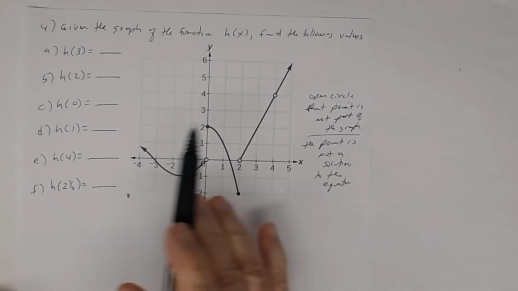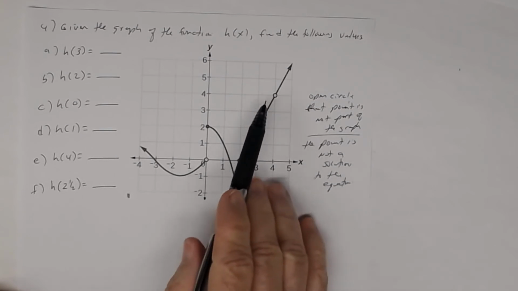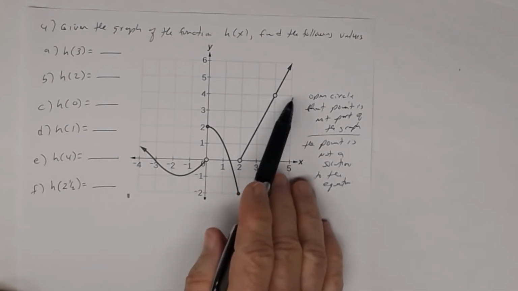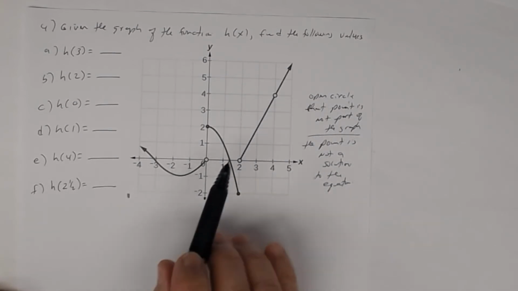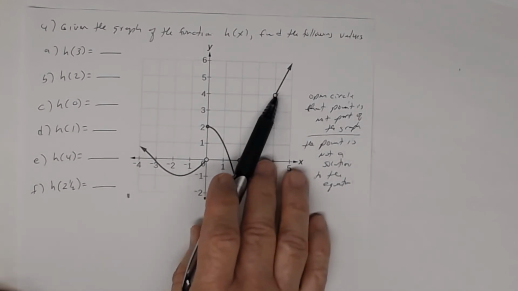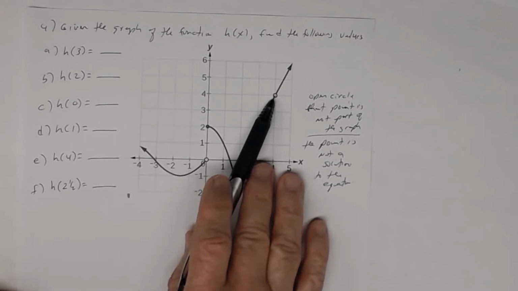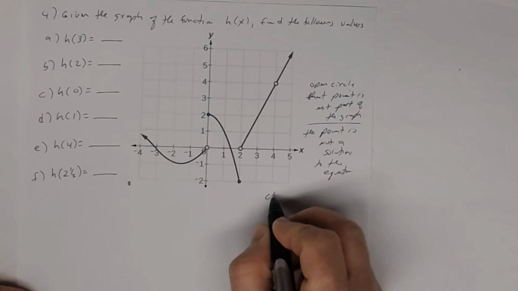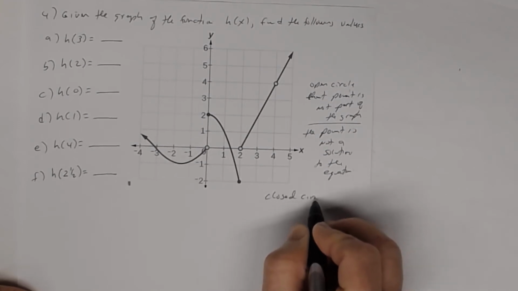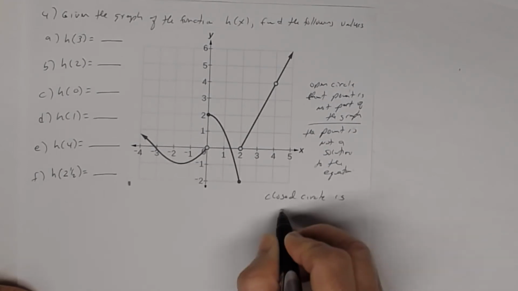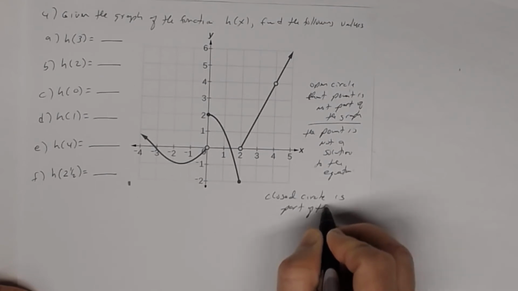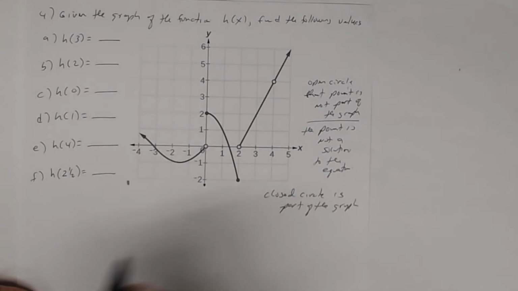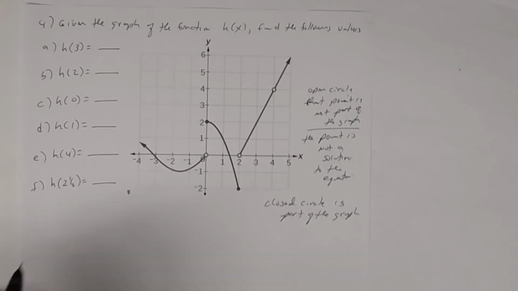So one thing you have to remember is that an open circle is not part of the graph. Later on, you're going to learn that that affects the domain and range. So an open circle is not part of the graph. A closed circle is. So open circle is not, closed circle is. Okay? All right.